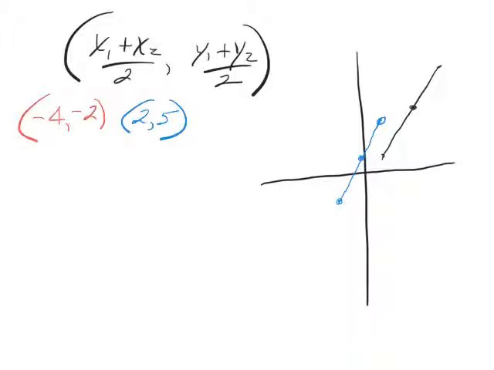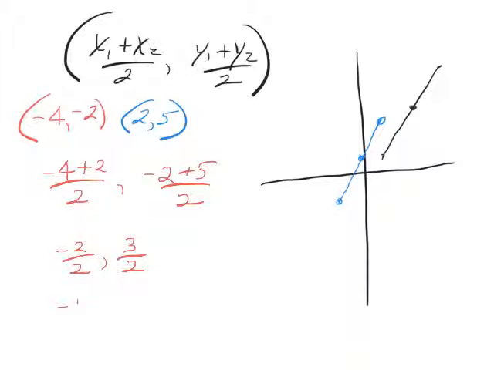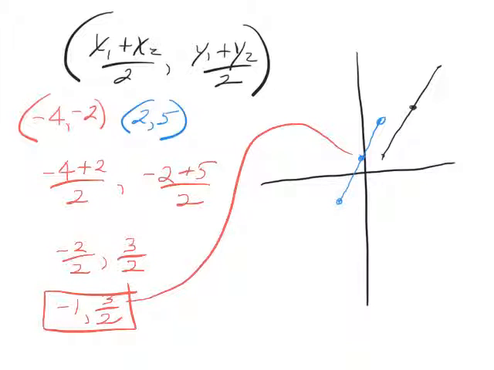So all I do is use this formula that I have up here at the top. I'm going to take my first x, -4, add my second x, and put that over 2. I'm going to take my first y, add my second y, and put that over 2. So that point is -2 over 2, 3 over 2, or -1, 3 over 2. That point right there is what I should be getting. About -1 left and 1.5 up. Okay, so that's the midpoint formula.